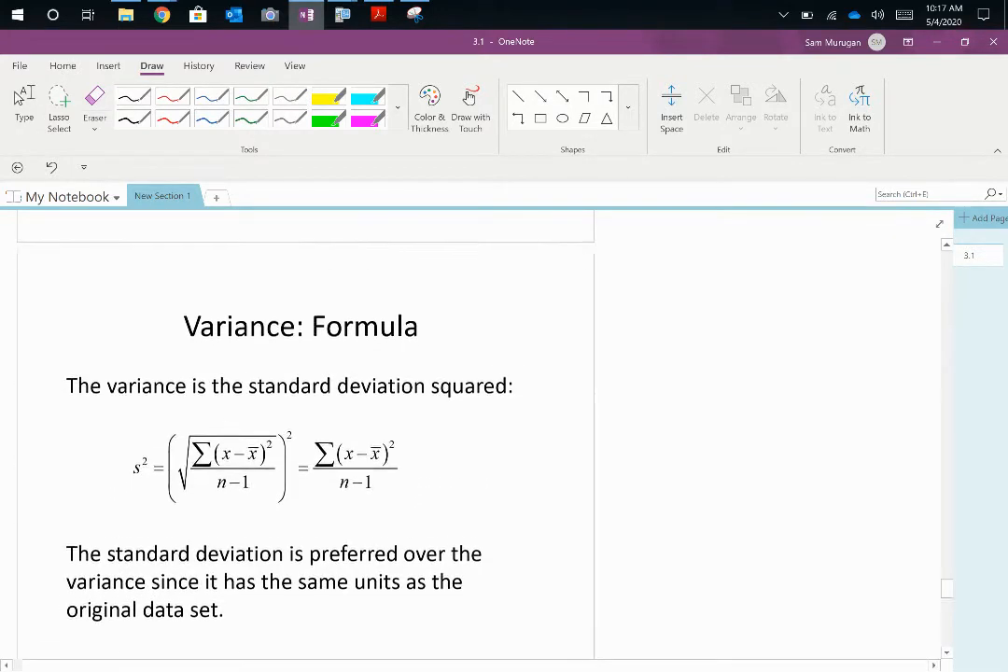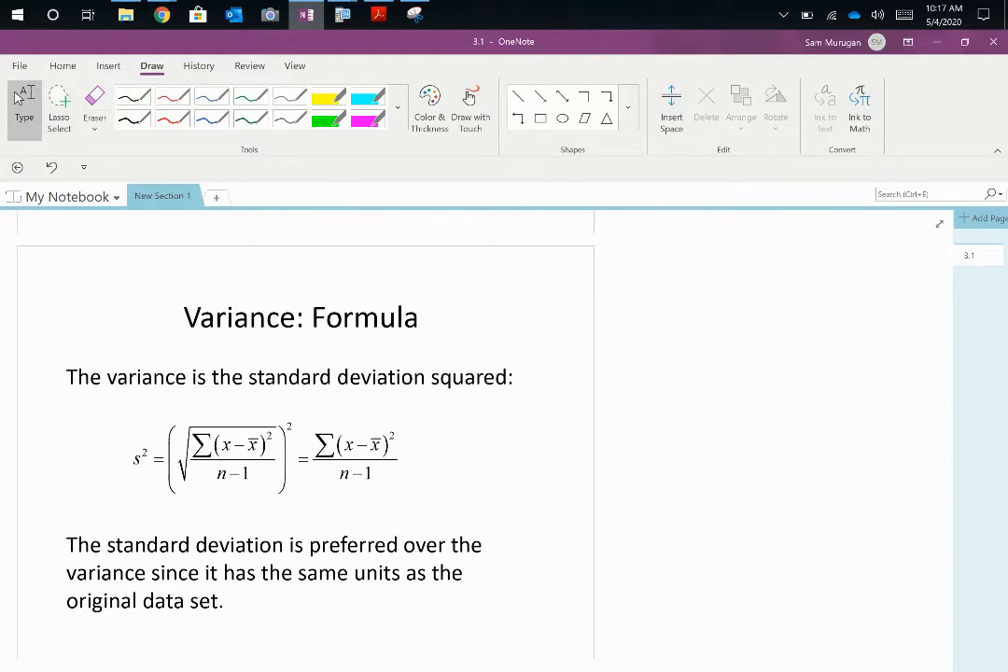Now, something called variance is sometimes used, but the standard deviation is preferred over the variance since it has the same units as the original data set. Variance is standard deviation squared. This is the definition problem that you will see in your homework.